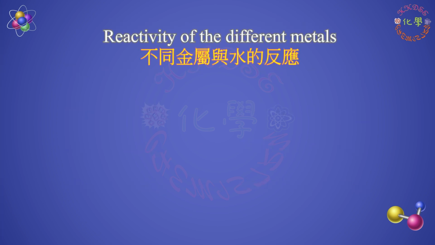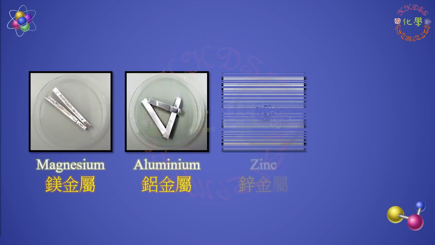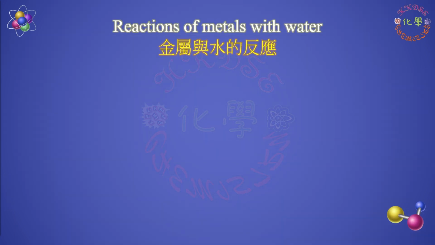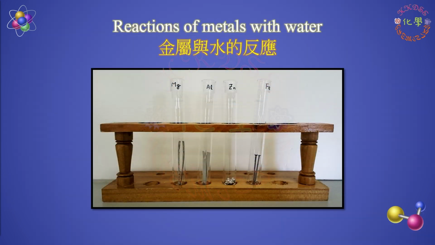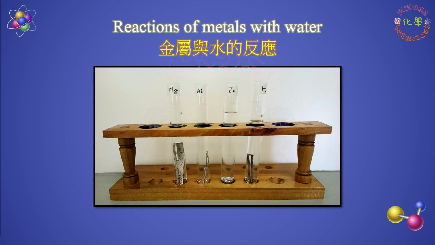I'm showing you the reactivity of the different metals. Magnesium, aluminium, zinc, and iron react with water here. Each test tube is filled with metal: magnesium, aluminum, zinc, and iron. Add deionized water, at room temperature, to observe the reaction of each metal with water.